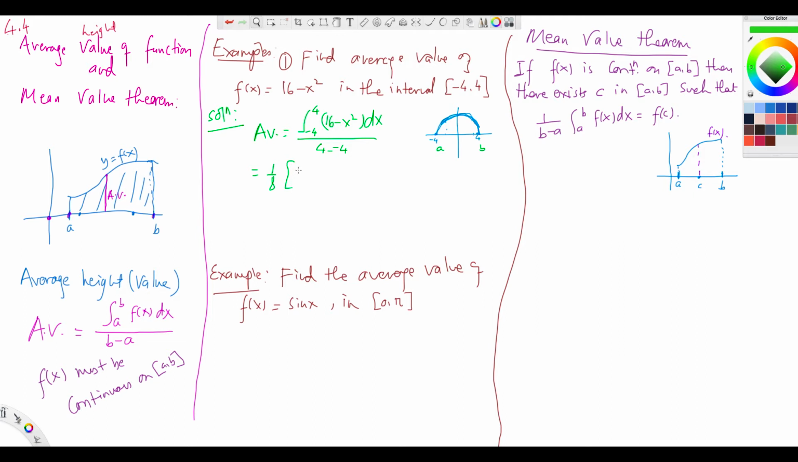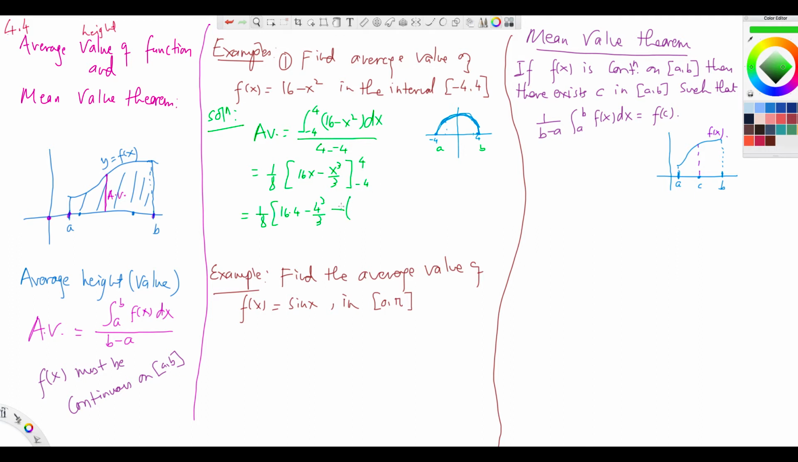What is the integral of 16? So 16x, right? Minus, what is the integral of x squared? So that will be x cubed over 3, and the limits of integration are negative 4 through positive 4. You see that? So this will be basically 1/8. Now you plug in positive 4 for all x, and then do minus, and then negative 4. So 16 times 4 minus 4 cubed over 3, minus, now you plug in the lower limit.